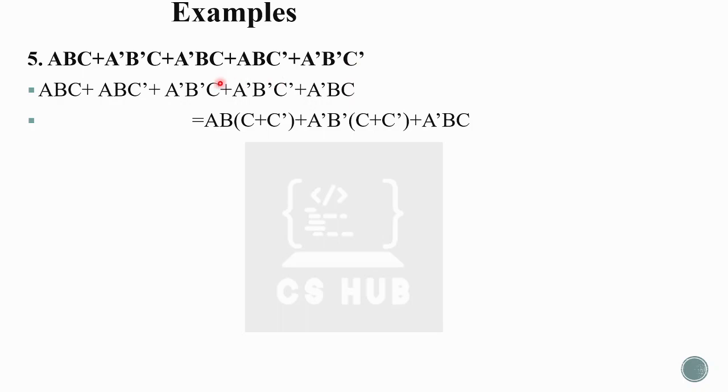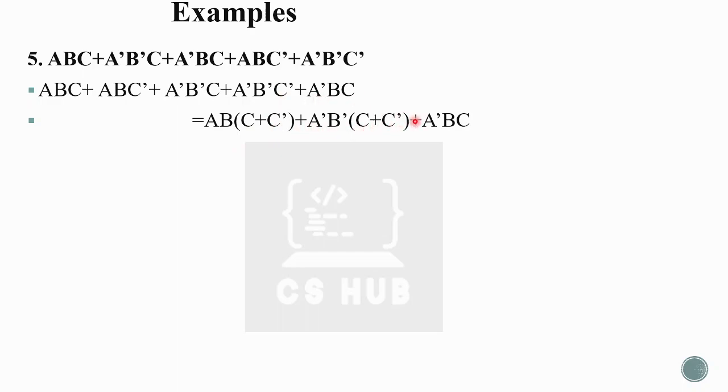So arrange this like this: ABC plus ABC bar plus A bar B bar C plus A bar B bar C bar. Then we can take these common terms out. Taking AB out, we will get C plus C bar. Taking A bar B bar out, we get C plus C bar. Okay, AB into C plus C bar, A bar B bar into C plus C bar.